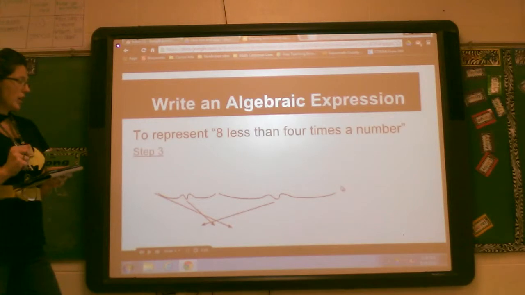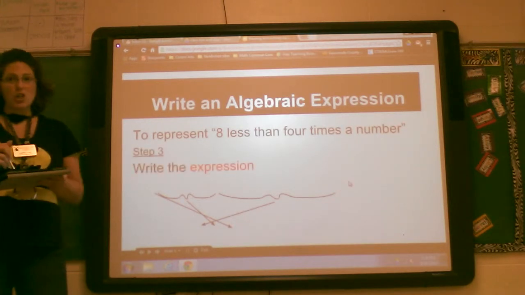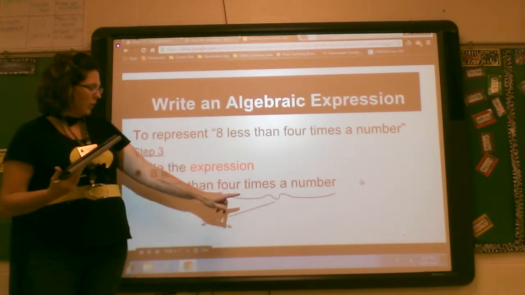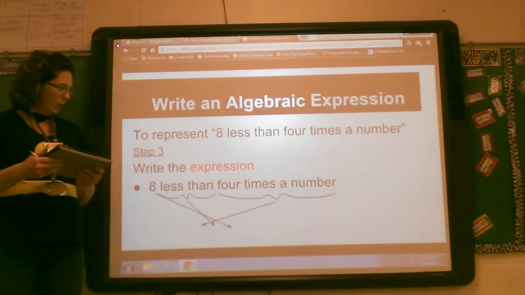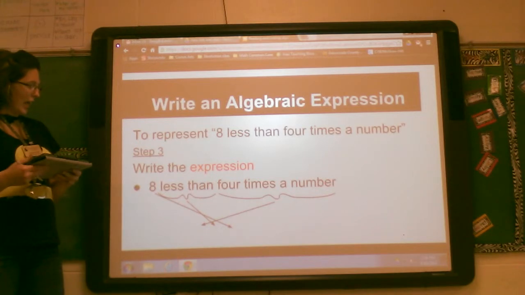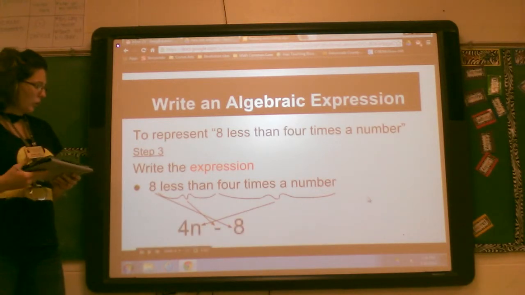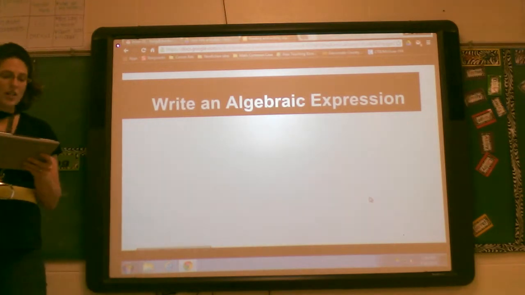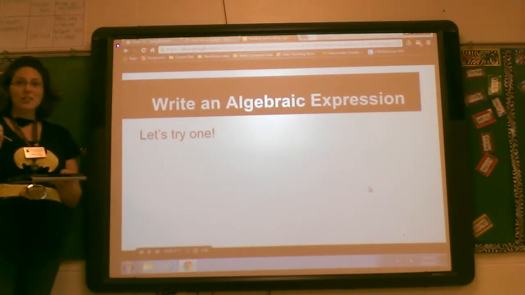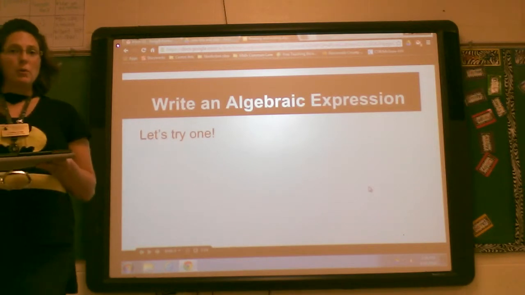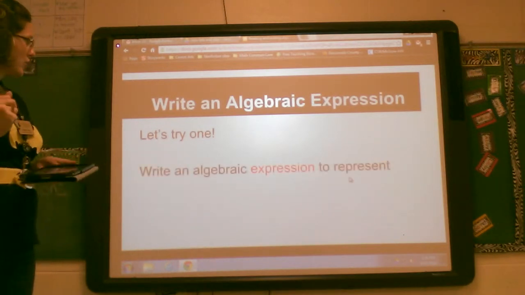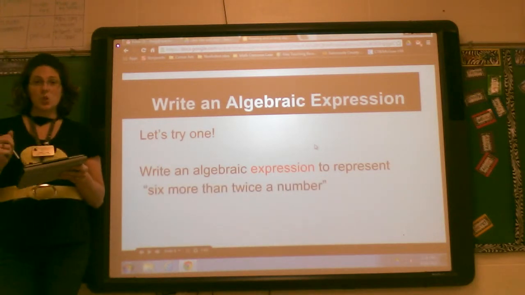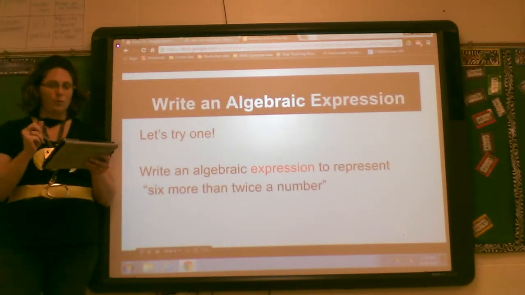So in step 3, we need to write our expression. We need to put it all together. So 8 less than 4 times a number. So we start with our 4 times a number, and then we take 8 from it. So it would look like this, 4n minus 8. All right? Let's try one on your own now. So on your papers, I want you to write an algebraic expression to represent 6 more than twice the number. Go.